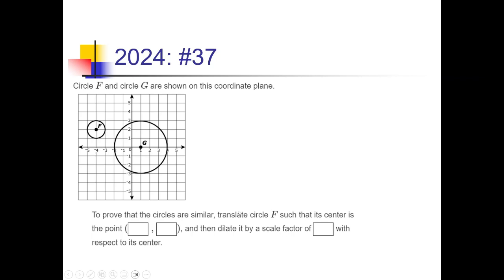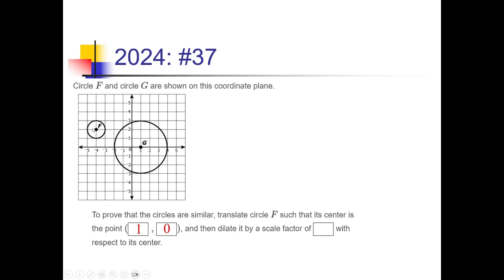So where would I have to translate the center of F to in order to prove that it's similar to G? Well, if I could translate the center of F over to the center of G, that would be a good start. G is at the point 1, 0. So that's what I'm going to put in here, 1, 0.